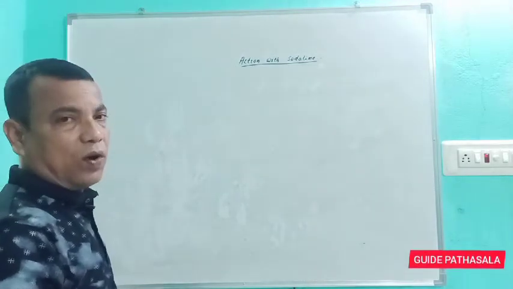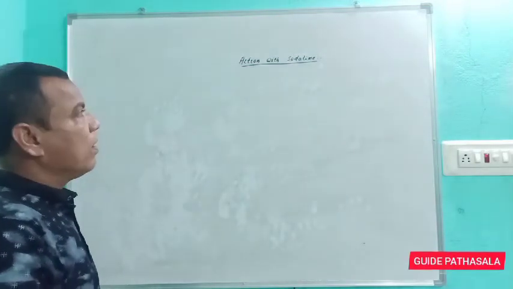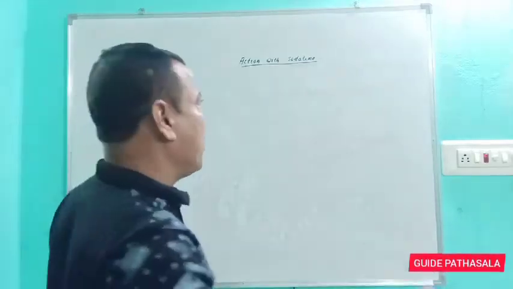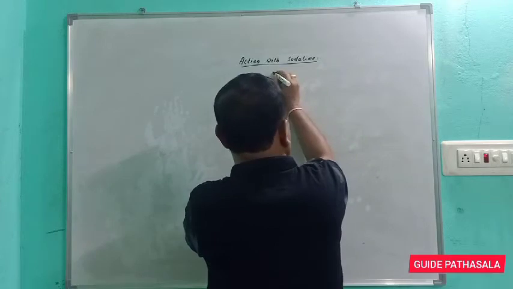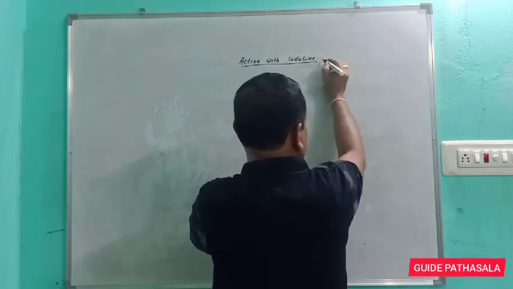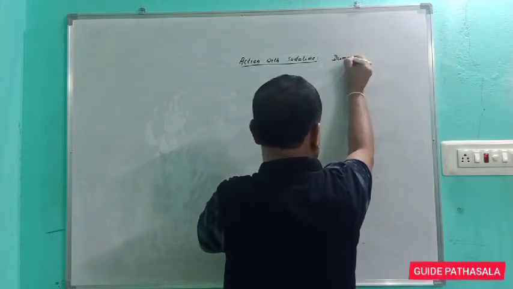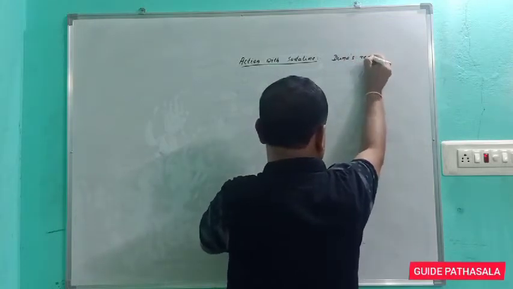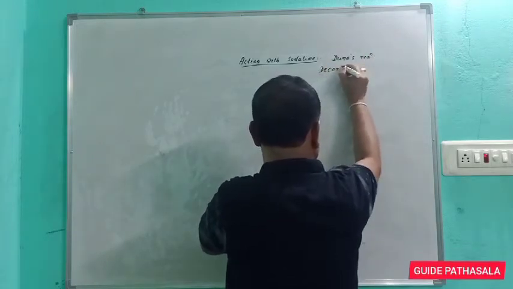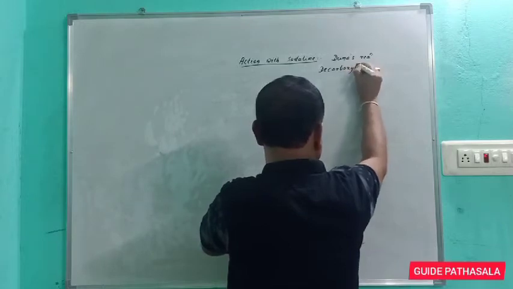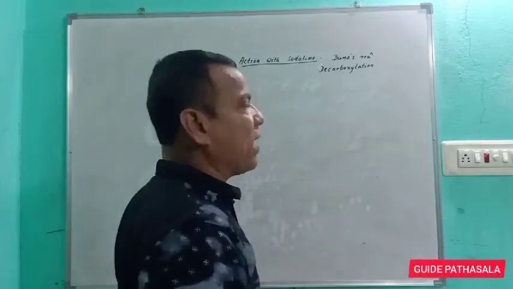The process is known as decarboxylation, and the reaction is known as Dumas reaction. The process of heating the sodium salt of a carboxylic acid with soda lime is called Dumas reaction, and this process is called decarboxylation, the removal of carbon dioxide.